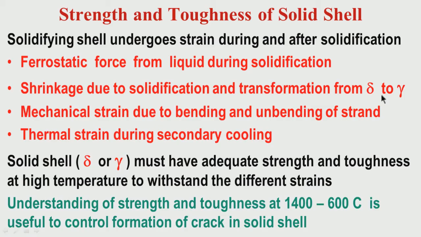But for certain grades of chemistry, where the carbon is less than 0.1, total solidification will take place through delta, and the delta to gamma transformation takes place at lower temperature, that means lower than the solidus temperature. So after solidification there is transformation, nevertheless there is transformation. So this delta to gamma transformation will also create a shrinkage and therefore a strain, because the densities of delta and gamma are different. So delta to gamma transformation also creates some shrinkage and strain.